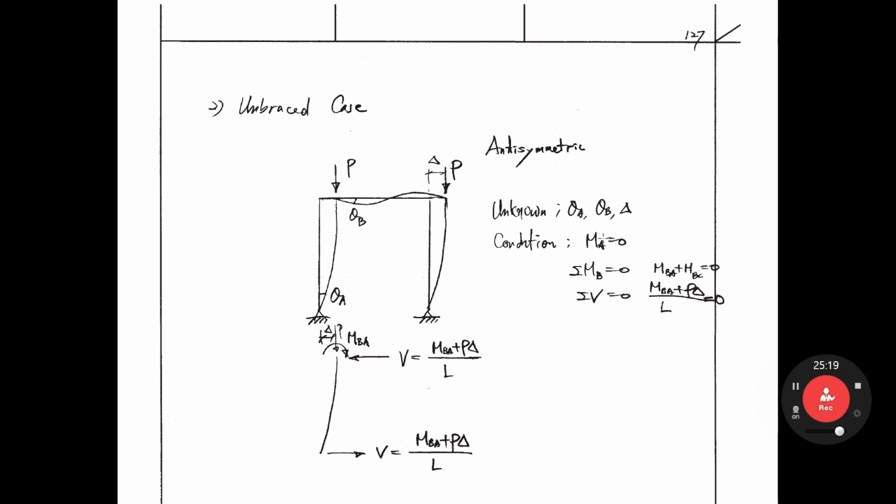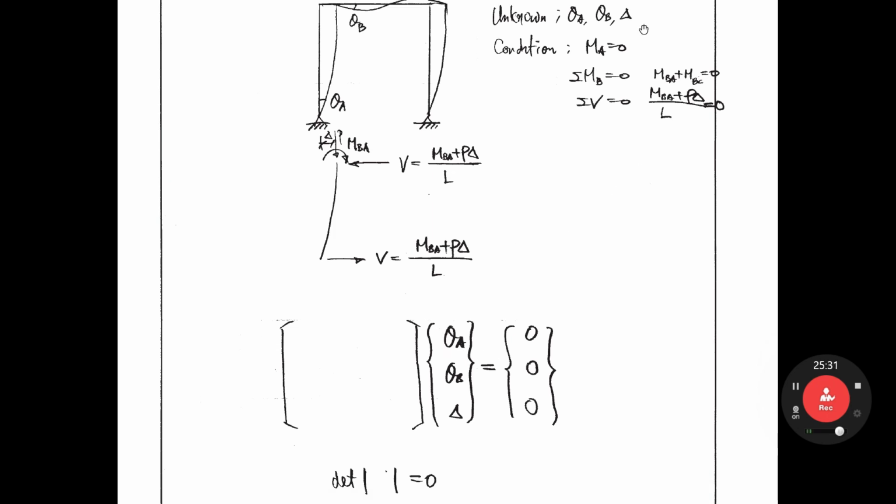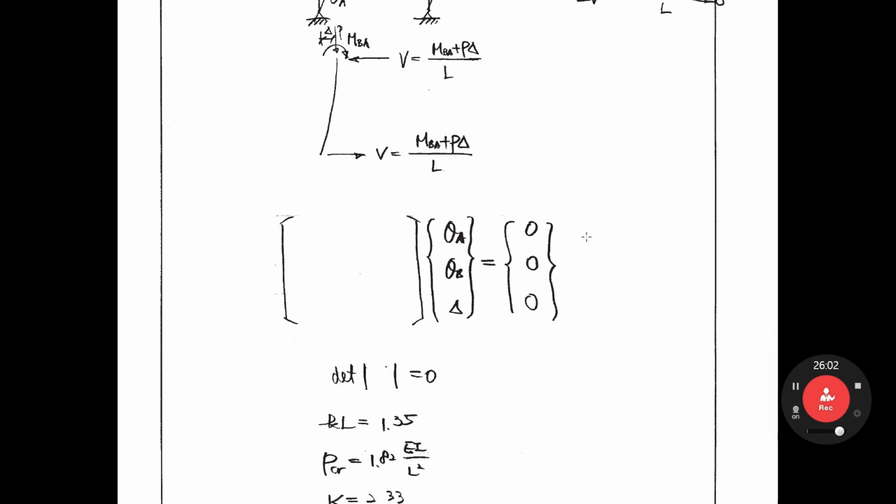Yeah, so we have three conditions. Conceptually, we can write this in matrix form. The unknowns are zeta A, zeta B, and delta, and then we have some terms in this matrix equal to 0, 0, 0. We can write it in this matrix form if we solve this simultaneous equation. In order to satisfy 0, 0, 0, the determinant of this matrix must be 0.